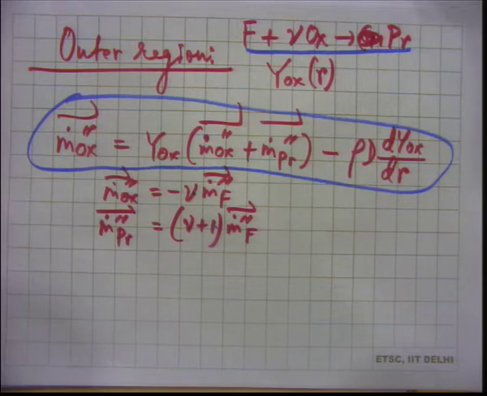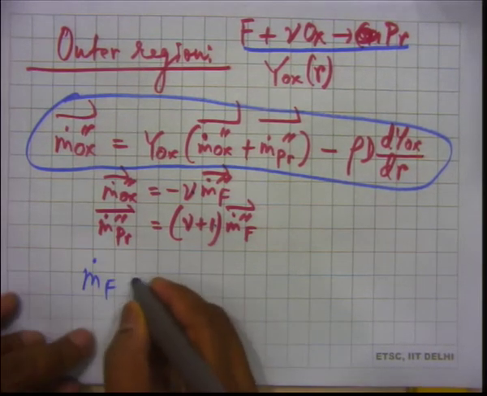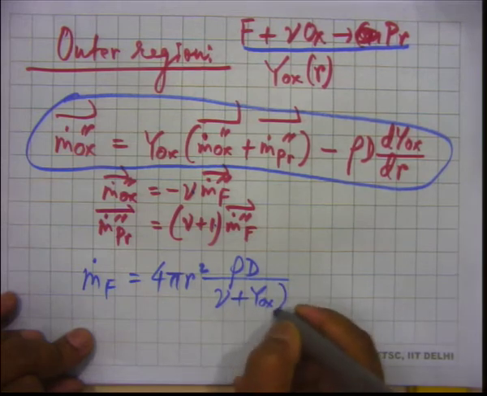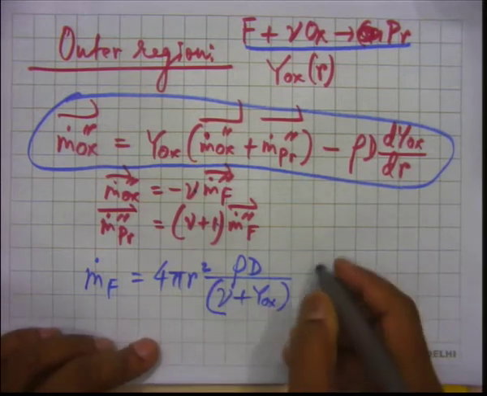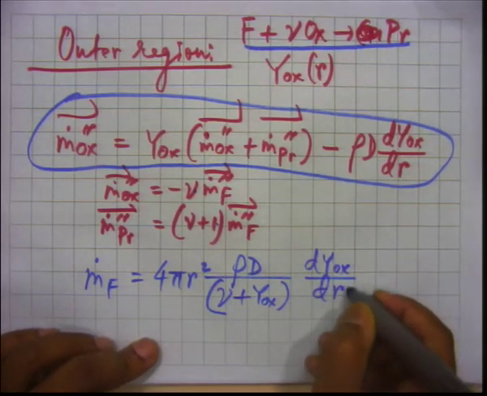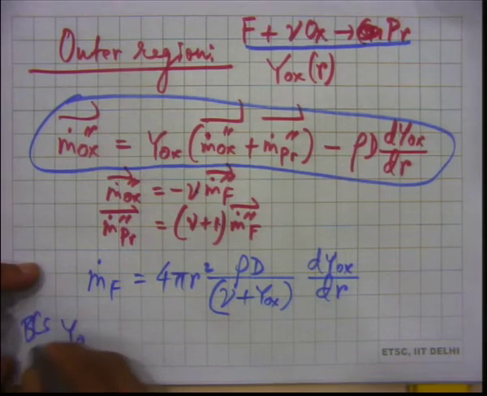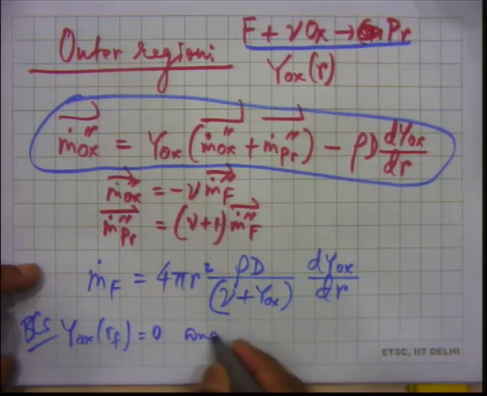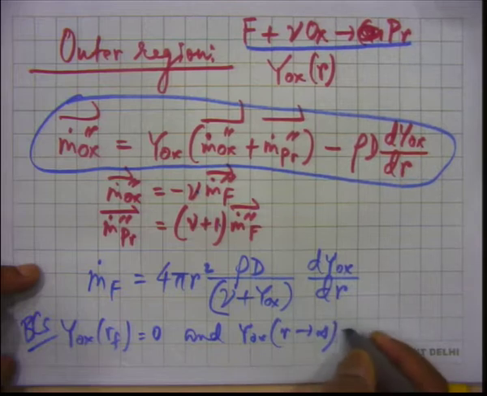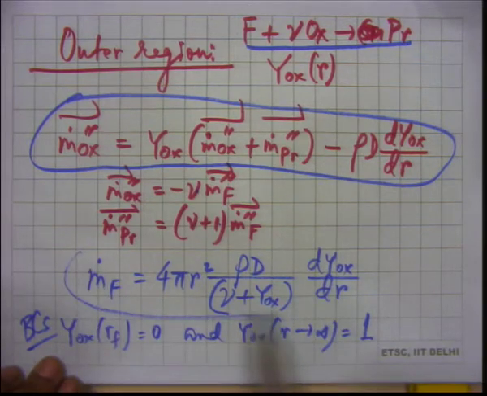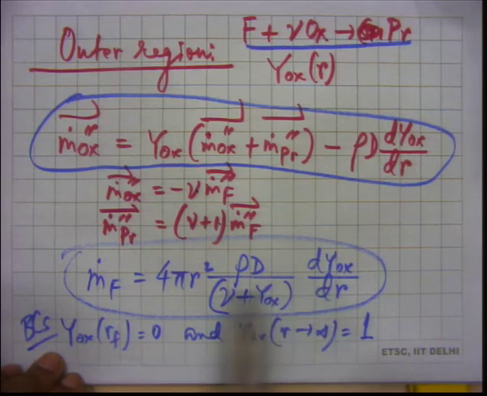And then finally, again with a little bit of work, which I will have to ask you to do, we get this. We know the boundary conditions I just now told you: YOX at rF equal to 0 and YOX as r tends to infinity is 1. So, if we do that, we can get YOX as a function of r, correct? Because this is our differential equation, first order, and it is very easy to integrate this. Once we integrate this, we will get YOX as a function of r.